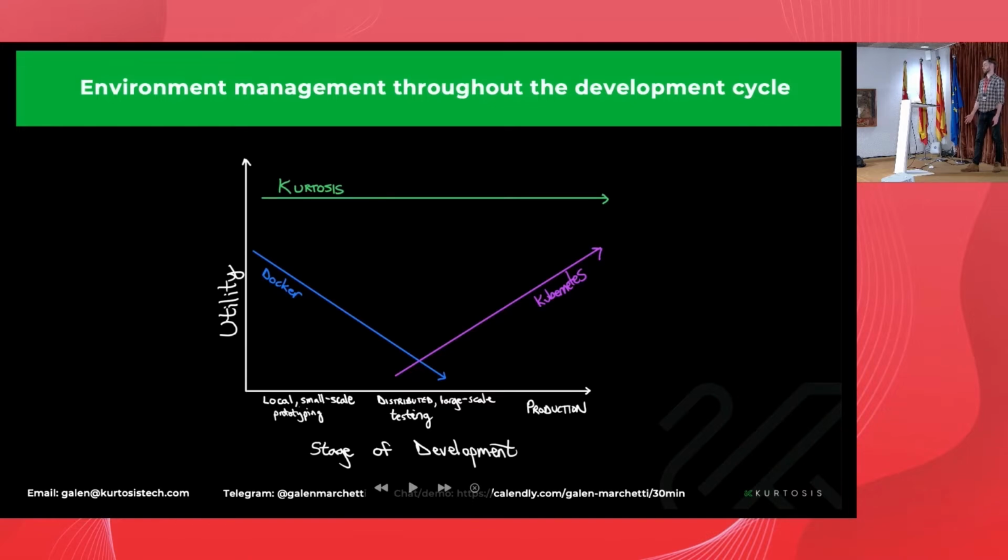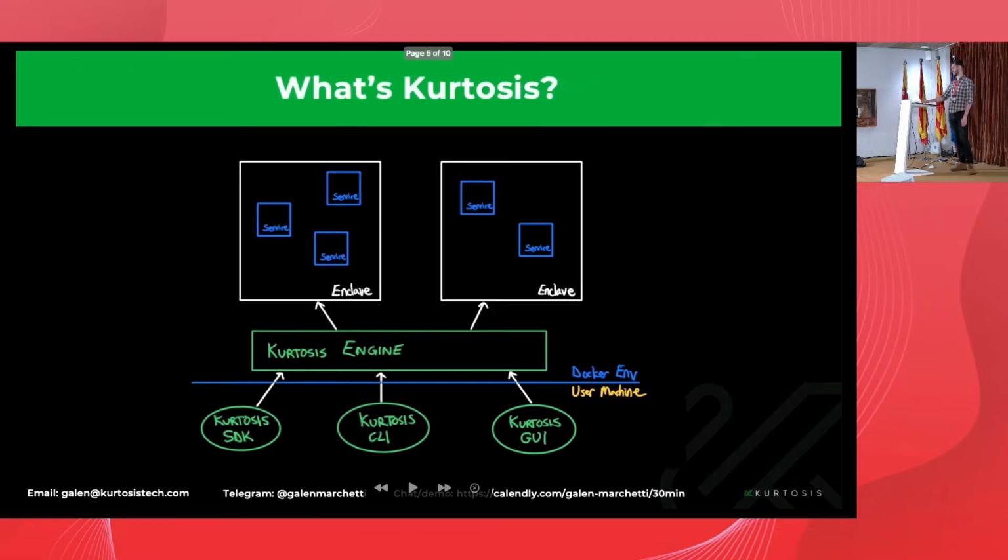And the aim of Kurtosis, the hypothesis upon which the company was founded, is that we can do something better. We can have a higher level API where Docker is, say, assembly and Kubernetes is assembly code of distributed systems. And then we can start building a Java, a C++, a higher level API on top of this. And this is accomplished through an architecture that is first and foremost focused around isolation.